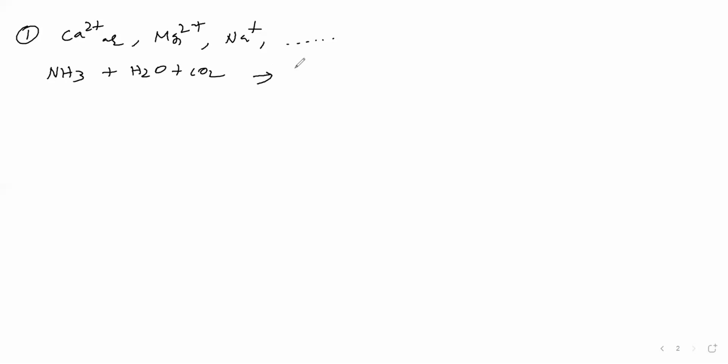The brine solution contains calcium ions, magnesium ions, sodium ions, and anions. Anions are also present, and cations are also present. We have passed ammonia and a little carbon dioxide. Due to the little carbon dioxide, we are getting ammonium carbonate.